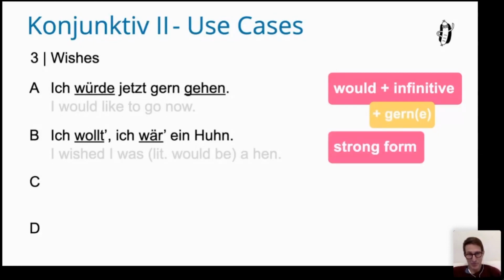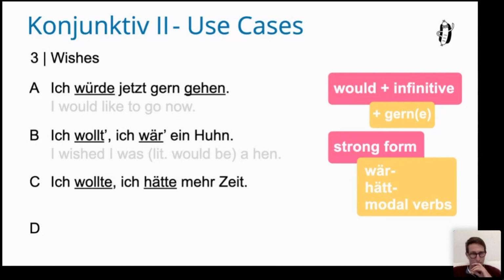This is the strong form. The strong form you use with modal verbs and with to be. Here you have them. And of course with to have. Ich wollte, ich hätte mehr Zeit. Just needed an example for had. So you don't find a gerne in B and C. Any idea why?